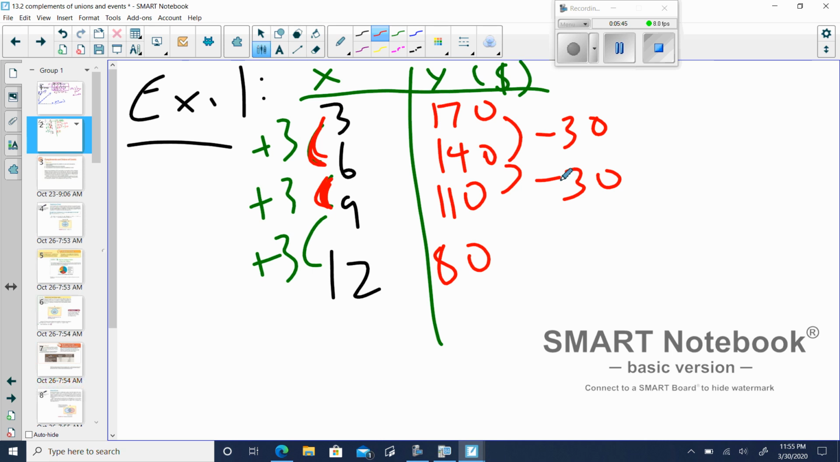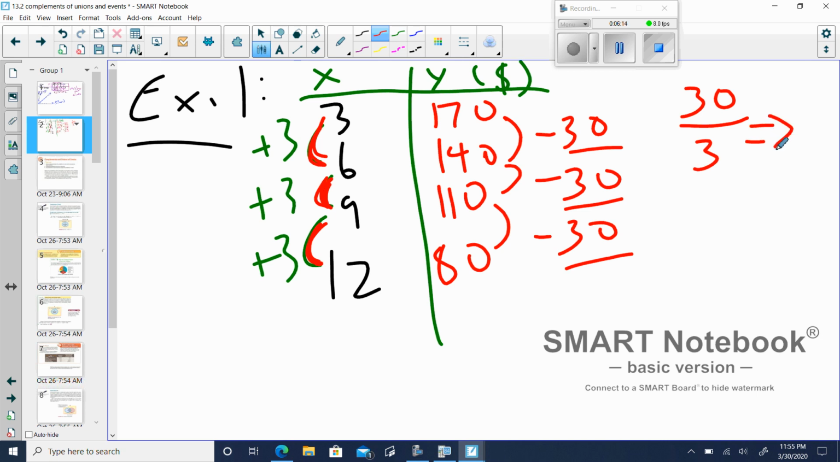But then we just want to check it out again, right? So from 9 to 12, if I'm adding 3, then I come over here and look at this, 110 to 80, we're dropping $30. So we have a consistent amount, right? That amount, $30, it's staying the same or constant. So that means we have a linear relationship and we're dropping $30 every time we do 3 transactions.